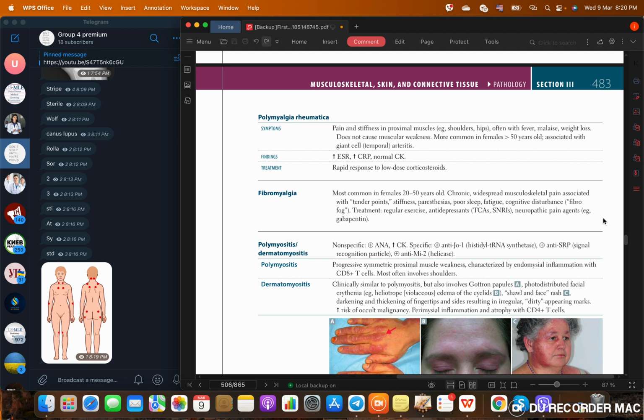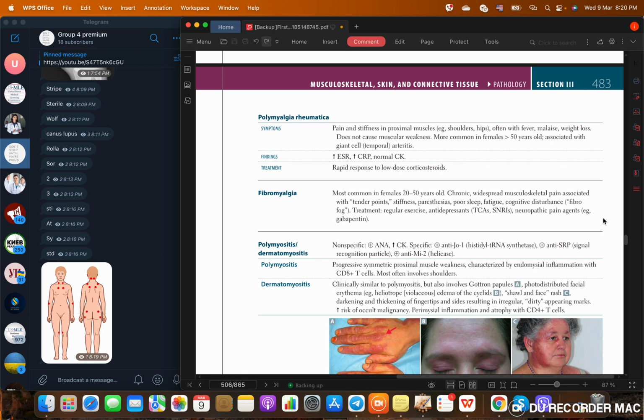I'm floating, okay? They tell you I'm floating. I don't know what's happening with me, doctor. Sometimes I feel like I'm just floating inside of the water. This is the fibro fog, we call it, because of fibromyalgia. It's totally a psychological condition, guys. The treatment is regular exercise, antidepressants like TCAs and SNRIs, and you give treatment for neurogenic pain, which is with gabapentin.